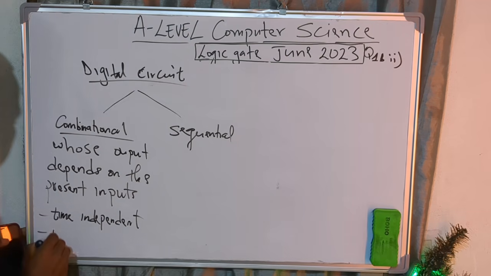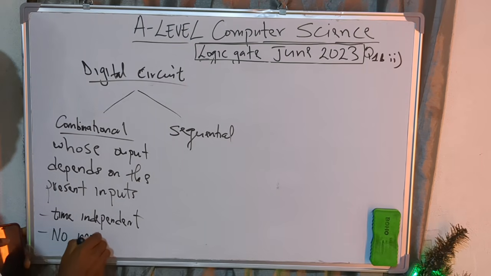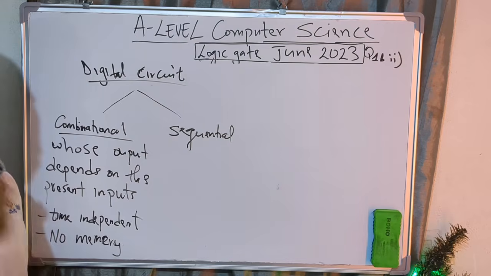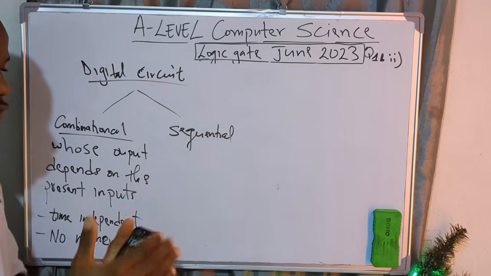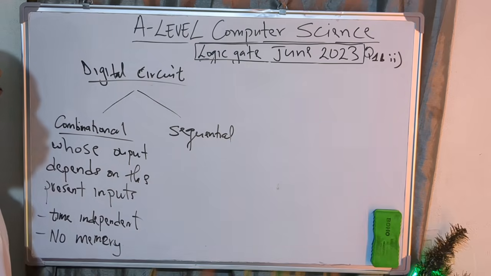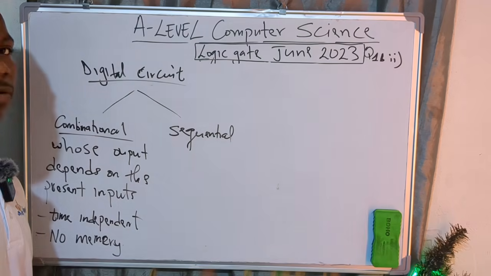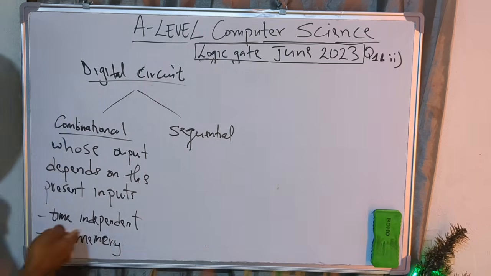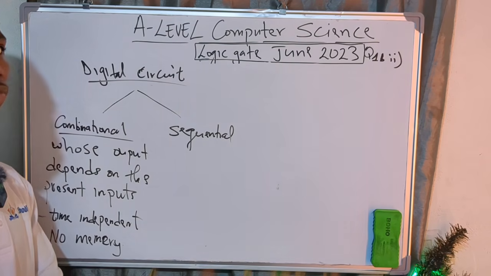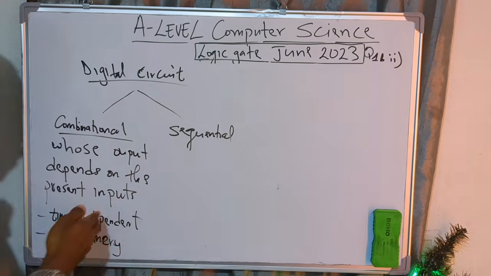You need to know also that there is no memory. I'm giving this one especially for paper 1, where they are asking this type of question. Time independent simply means that it is not depending on a history output. When you are producing your output, it is based on the actual input you have, not on the answer of the previous operation. If it's time independent, it requires no memory, because memory is generally used to store a value that will be used in another operation.